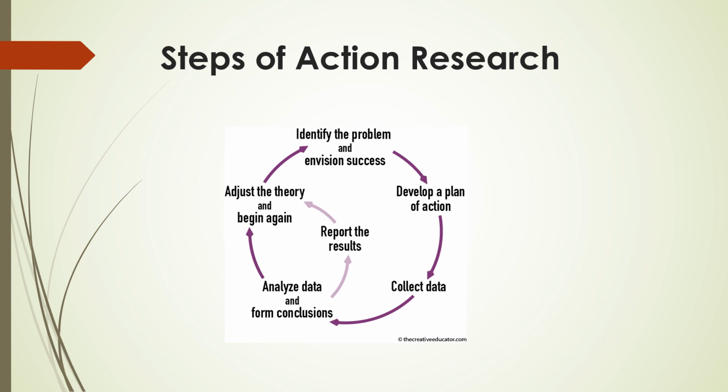Now we are going to discuss steps of action research. You can see the picture of the action research cycle on the screen. These are the general steps. First is identify the problem. Second, develop a plan of action. Third, collect data. Fourth, analyze data. And the last is report the results.